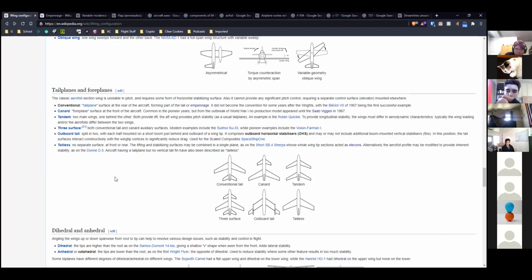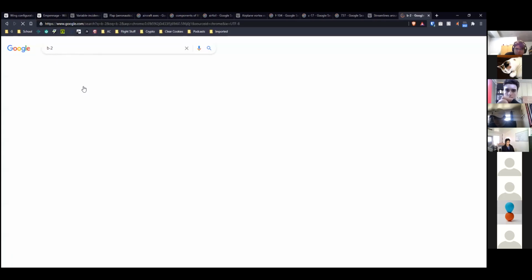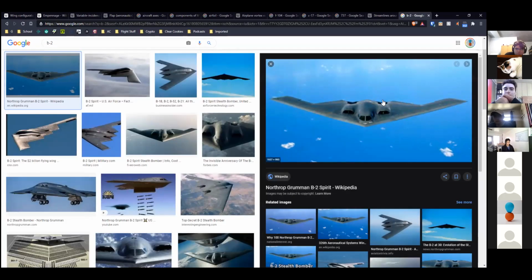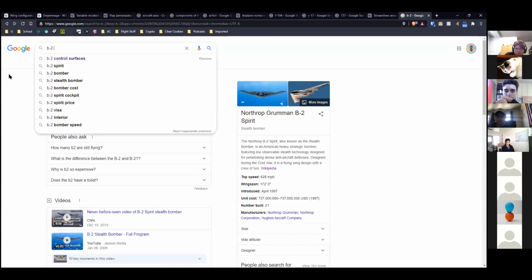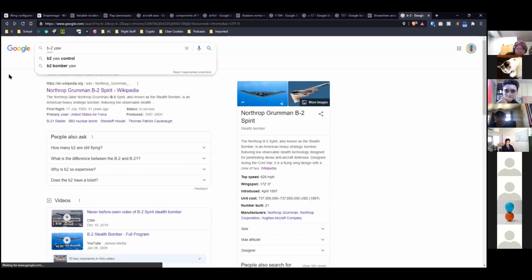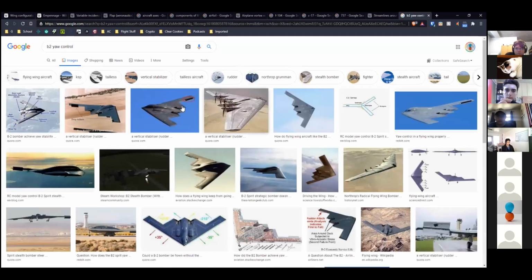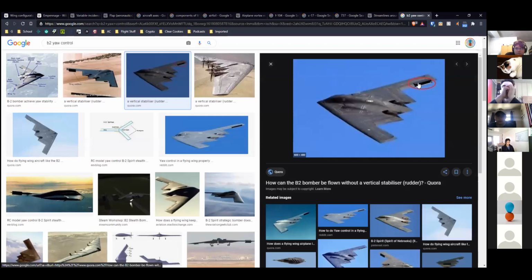So like the B-2, for example, which if you haven't seen it recently because you didn't watch the Super Bowl, looks like this. It has no vertical surfaces, but they came up with a way to control its yaw. There are these spoilers, basically. Let's see, B-2 yaw control. There we go. So they split open like that.